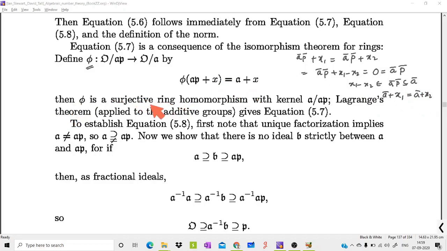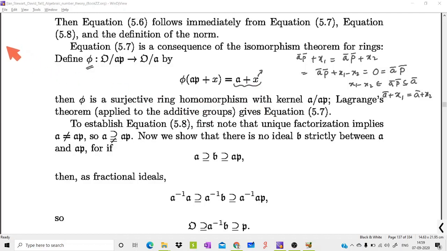The onto-ness is very obvious because if you consider any coset of AP plus x, we can easily get an x. Then using this x, we can define AP plus x. Then the image of AP plus x will be A plus x. So this is always this. Obviously, this is a surjective homomorphism. Now we can think of the kernel.